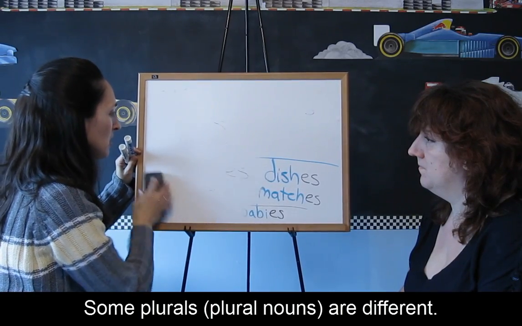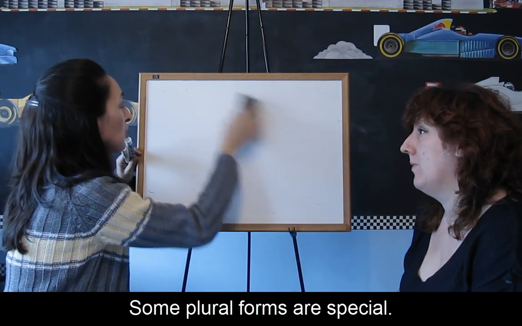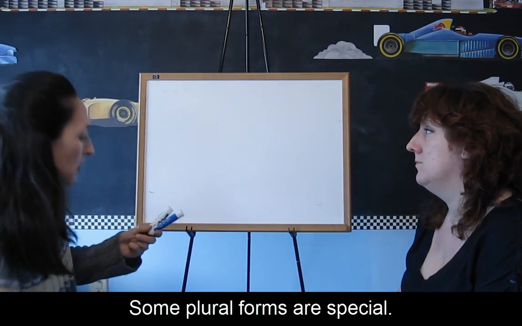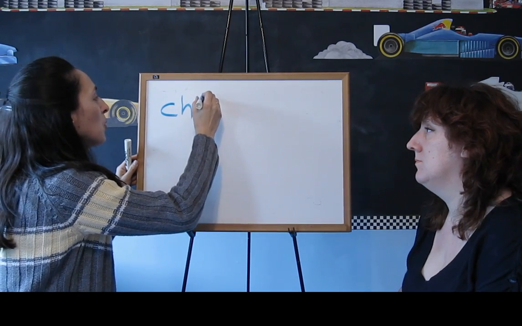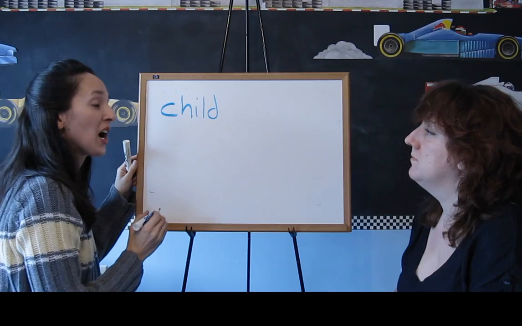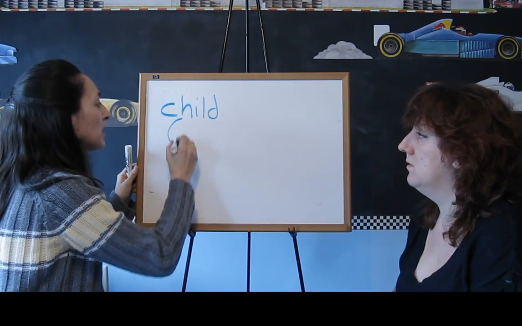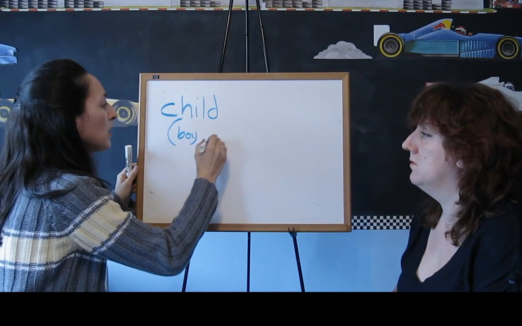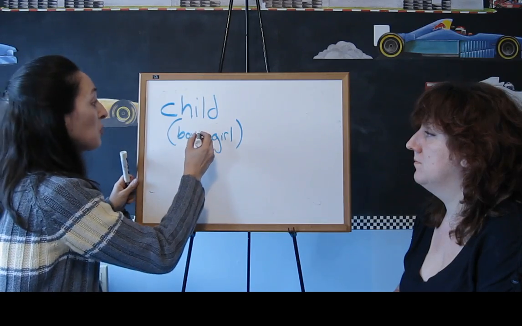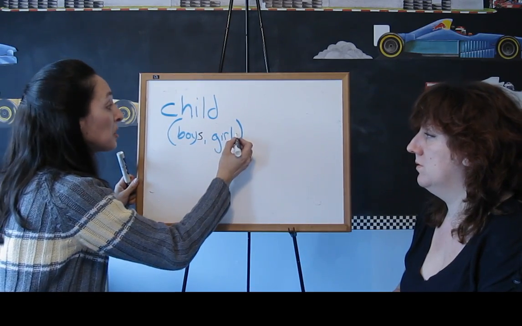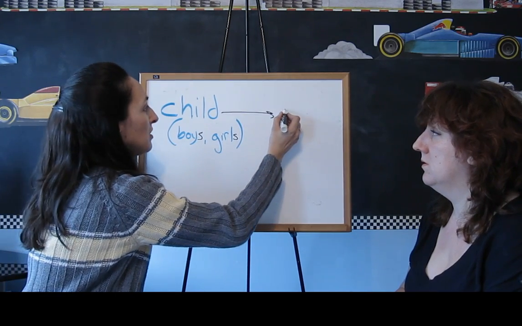Some plurals are different. Some plural forms are special. For example, a boy, a girl, is a child. One child is a boy or a girl, right? Now the plural of boy, boys. The plural of girl, girls. But the plural of child? Children. It's special.